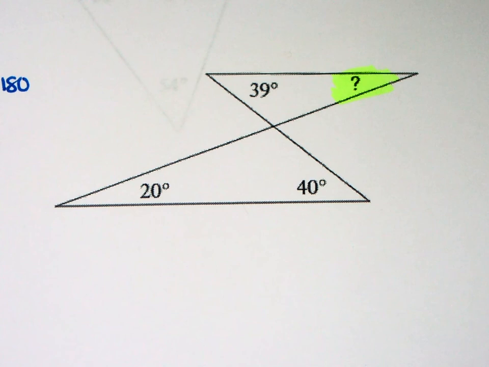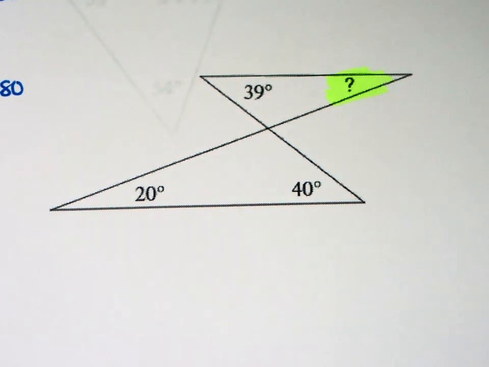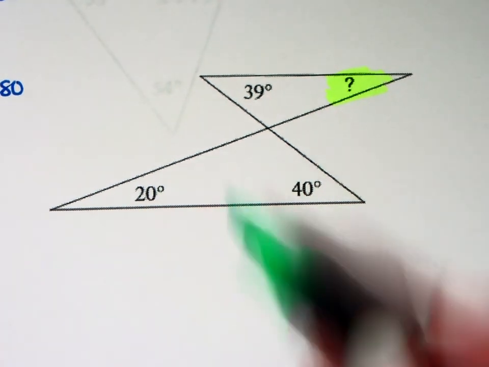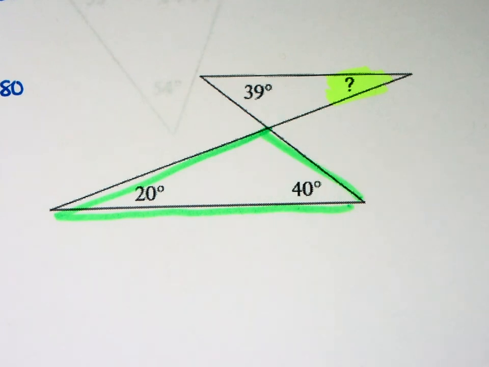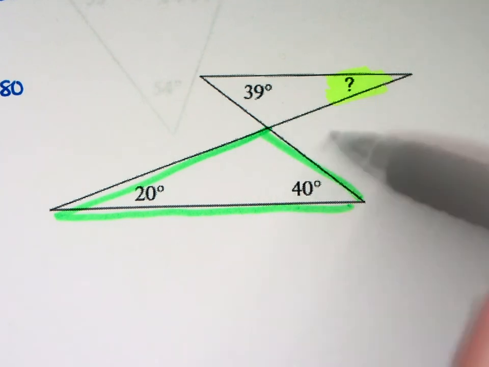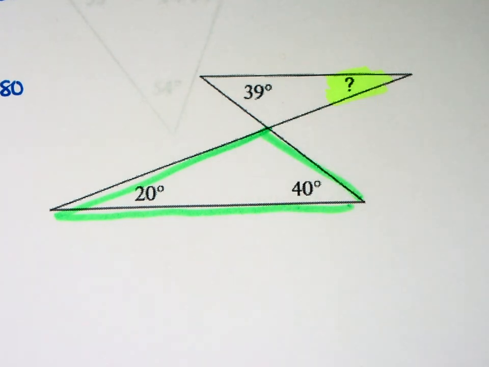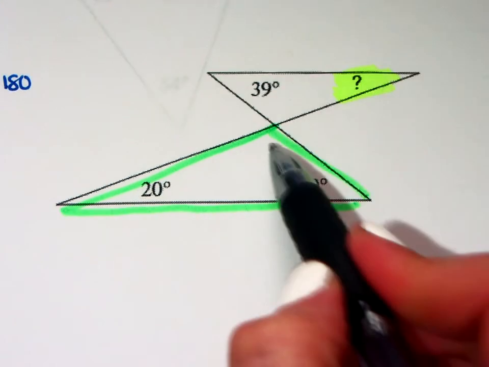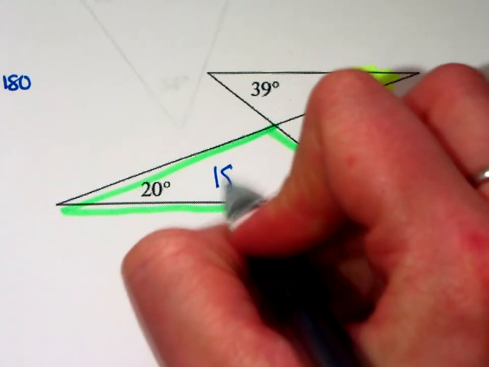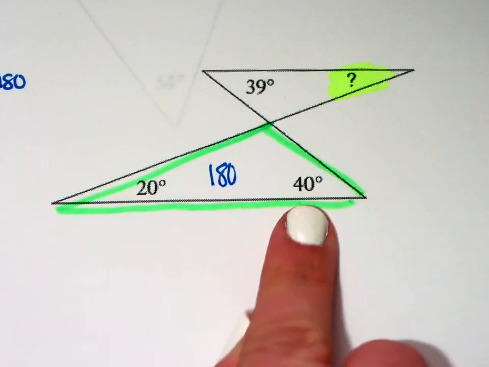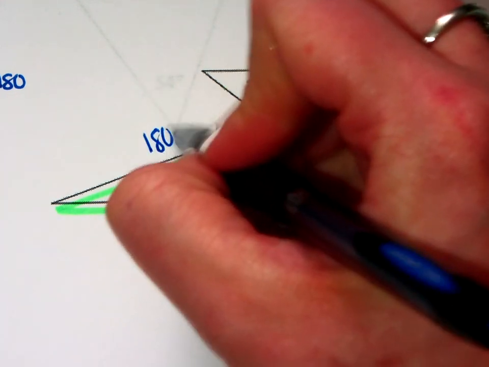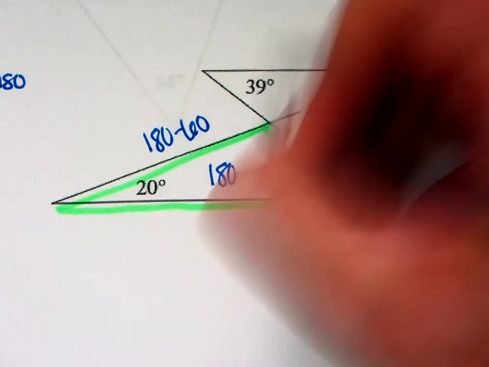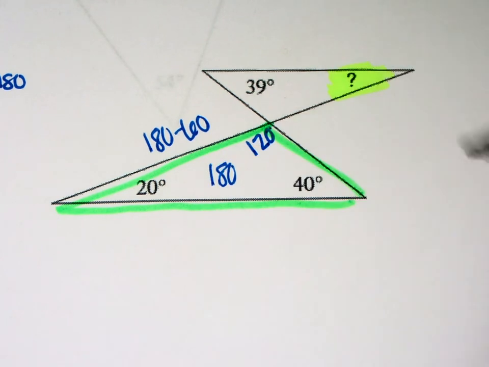I want to start where I have the most information. So I have this triangle right here. In order to get into another triangle, vertical angles are your friend. That's kind of how you triangle hop. So to find this one, these angles have to add up to 180. 20 plus 40 is 60. 180 minus 60 is 120. So this angle is going to be 120.